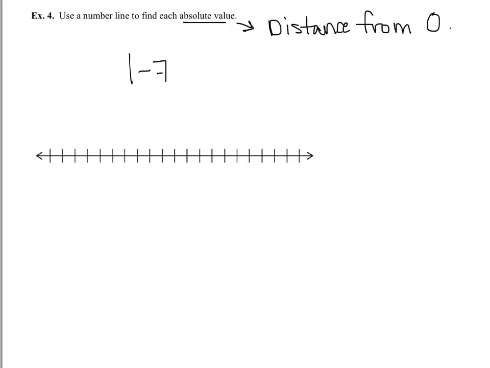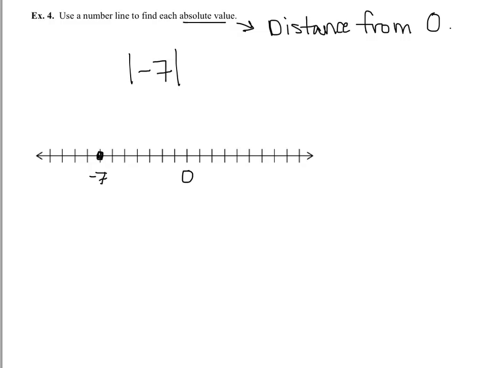Let's go ahead and find the absolute value of negative 7. Remember, we use those straight up and down lines to represent absolute value. And I'm going to go ahead and graph this on my number line. I'm going to think about 0, and then I'm going to go to the left 7 spaces. Negative 7 would show up right here on the number line.